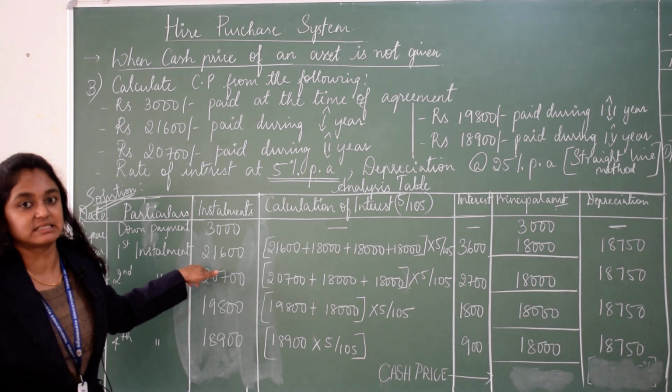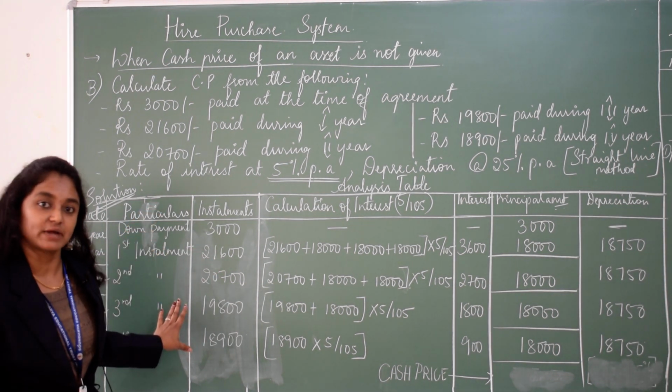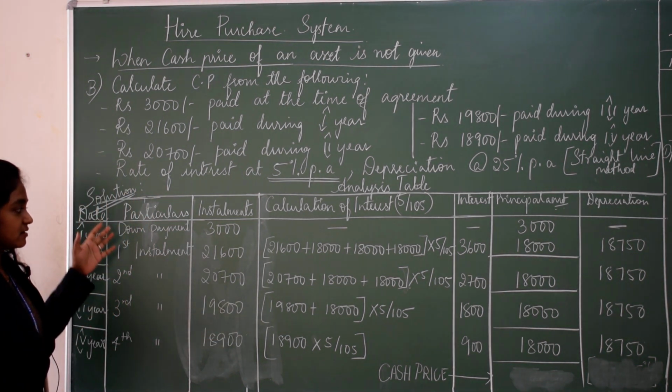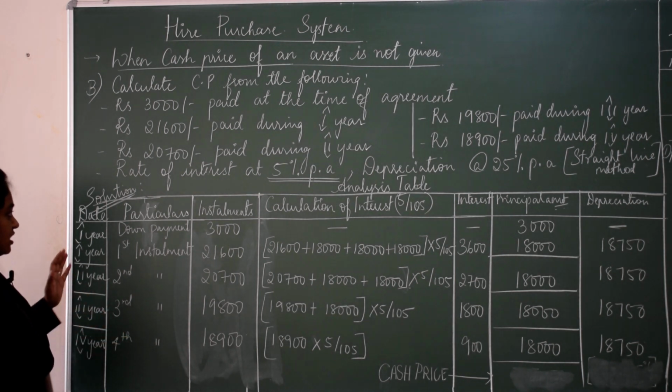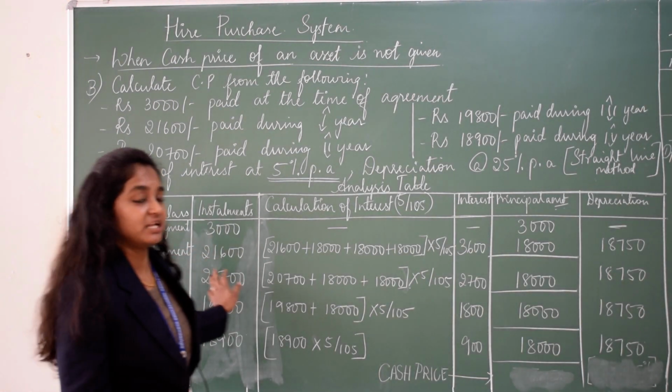Moving on to the analysis table or the solution. So, this is a small table that you have to follow to calculate cash price of an asset. So, here this is how the table goes on. You will have minimum 7 columns here.